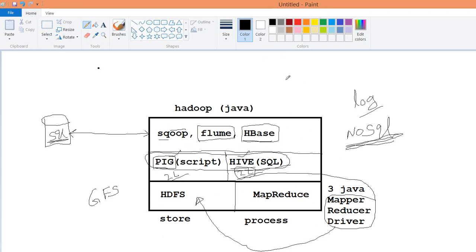Okay. So in our class, you will be teaching me from both the developer point of view and also the analytical point of view, in the Hive and Pig area.